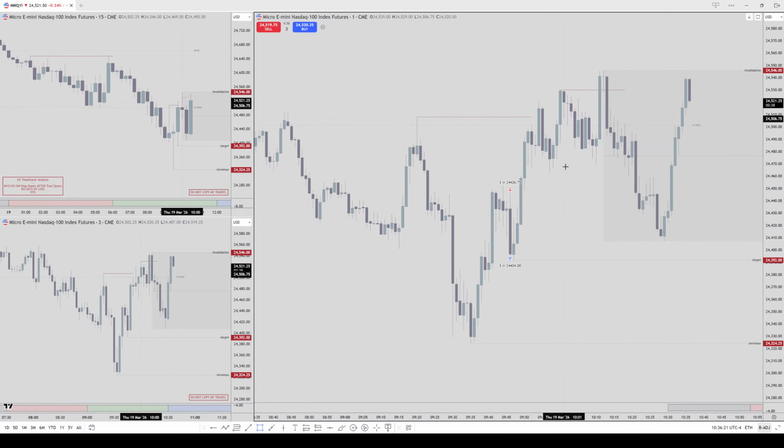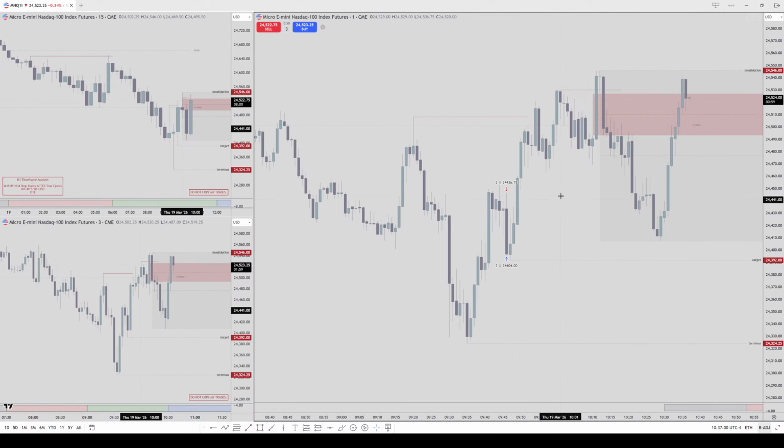I'm going to use a red rectangle right here. Okay, so now that we have closed back inside the inversion, you don't really want to see price closing above the inversion the second time, because if it does, then it's low probability for this short setup to play out.